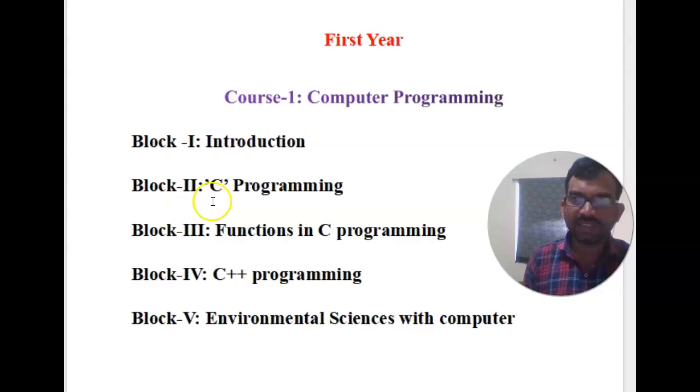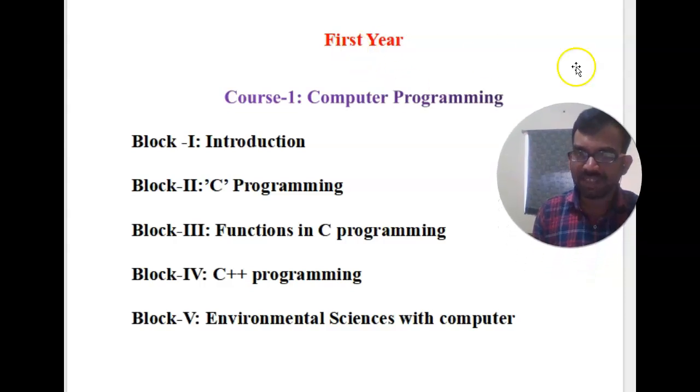Now you can see the first year, which we already discussed in the first slide. The first year, the computer programming. Paper 1 of first year environmental science is computer programming. In computer programming there are 5 blocks, nothing but units. Block 1 is introduction, block 2 is computer programming, block 3 is functions of C programming, block 4 is C++ programming, and block 5 is environmental science with computer. These are the 5 units or blocks for course 1, computer programming.